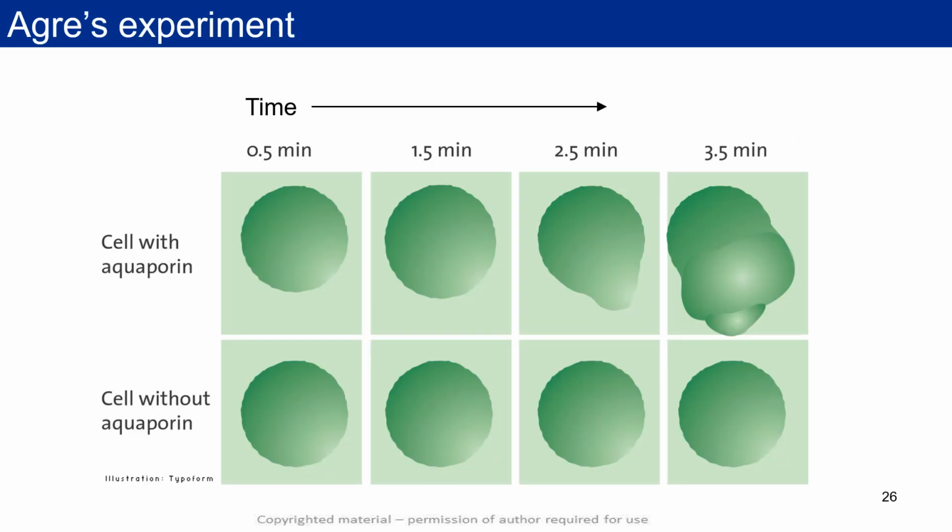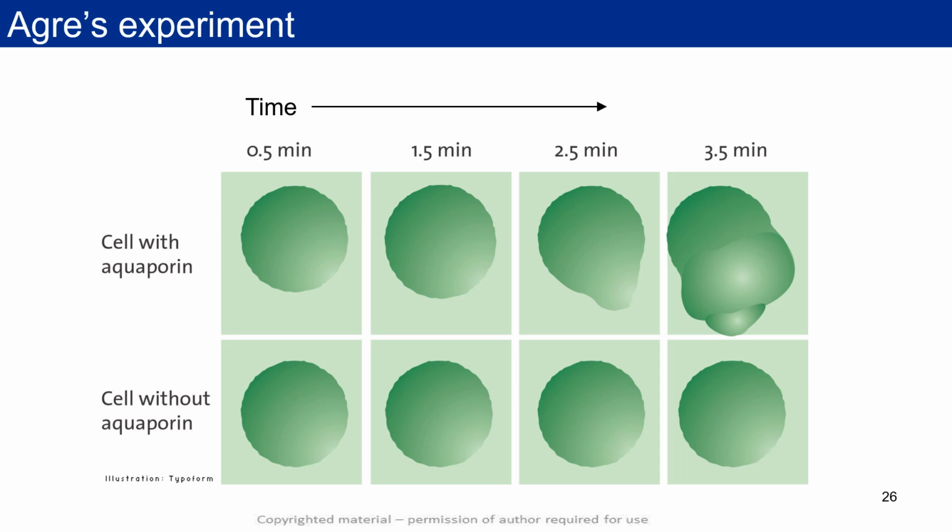Once Agre found the proposed water channel gene, the researchers could experimentally block production of the protein. Agre had two groups of cells. One had normal cells with the intact proposed water channel, and the other group was cells that had the production of the proposed channel blocked. These two groups of cells were then dropped into a dilute solution. Because the solution was dilute, water should move from the outside to the inside of the cells, or toward the higher solute concentration.